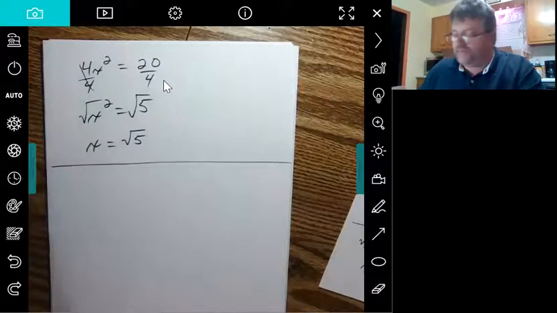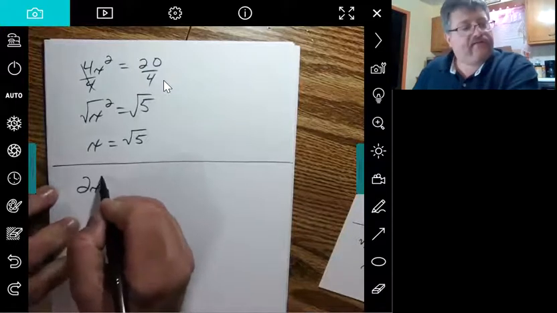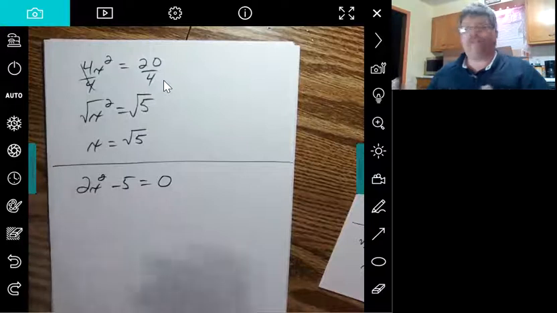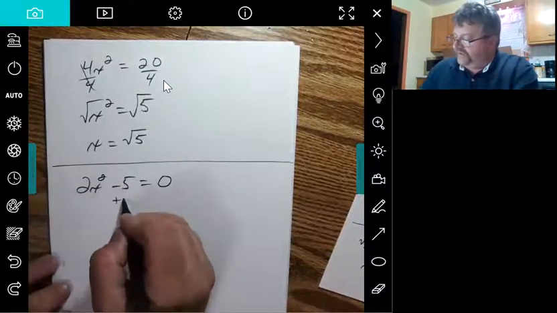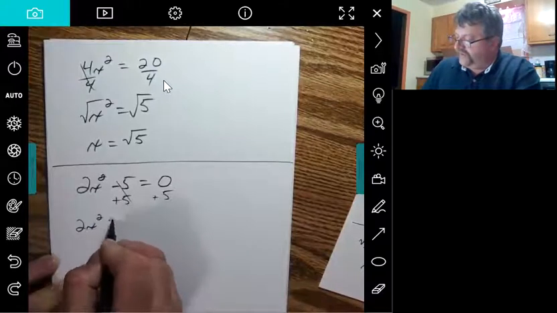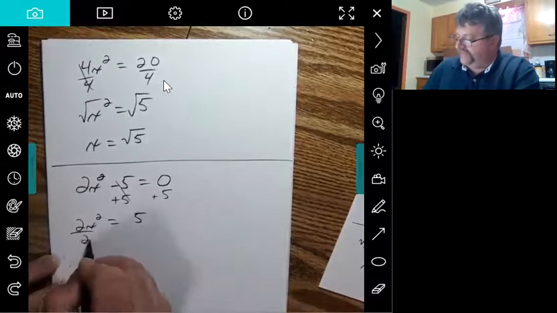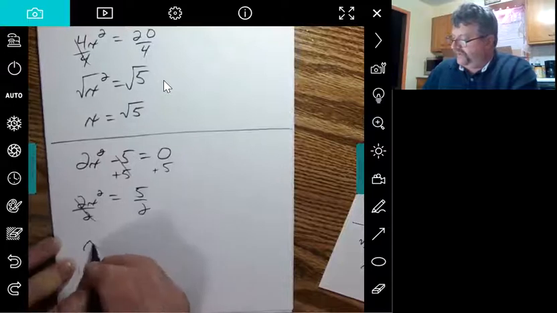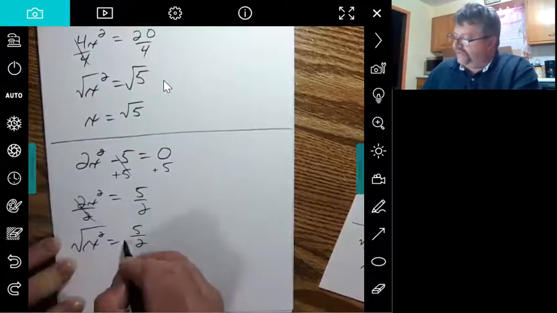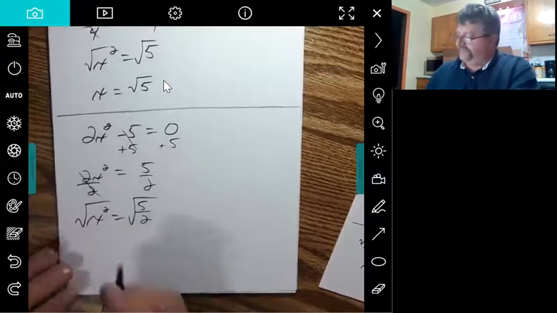All right, what about this one? 2x squared minus 5 equals 0. This has got a little more baggage. First, I add 5 to both sides. 2x squared equals 5. Then I divide by 2. x squared equals 5 over 2. Then I square root both sides, okay?